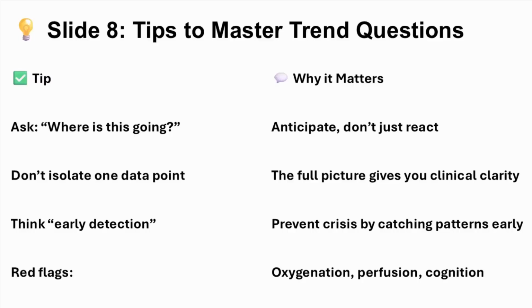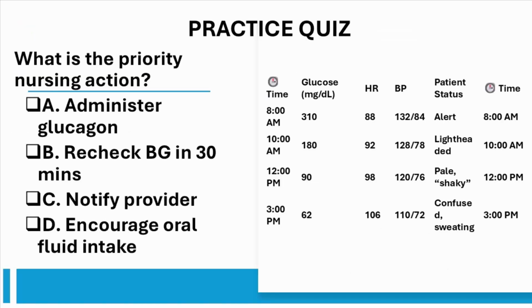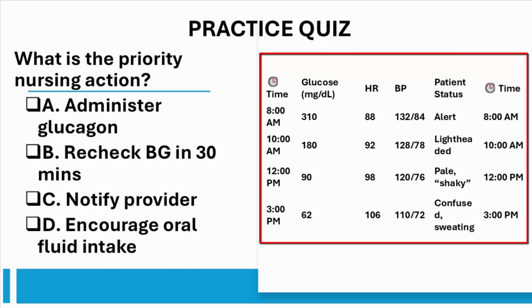Practice trend question. Here's your turn. A 56-year-old patient with newly diagnosed diabetes is being monitored after receiving insulin therapy. 8 a.m., blood glucose is 310 milligrams per deciliter, HR 88, BP 132/84, patient is alert. 10 a.m., glucose is 180 milligrams per deciliter, HR 92, BP 128/78, patient says they feel a bit lightheaded. 12 p.m., glucose is 90 milligrams per deciliter, HR 98, BP 120/76, patient looks pale and says they feel shaky. 3 p.m., glucose is 62 milligrams per deciliter, HR 106, BP 110/72, patient is confused and sweating.